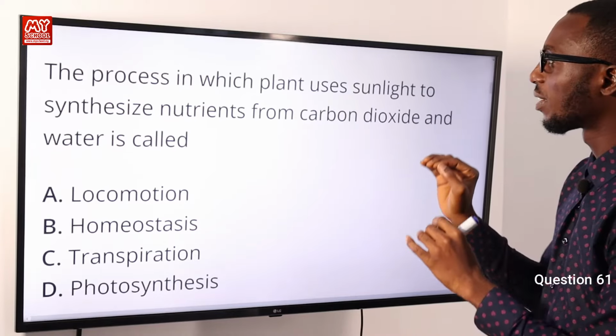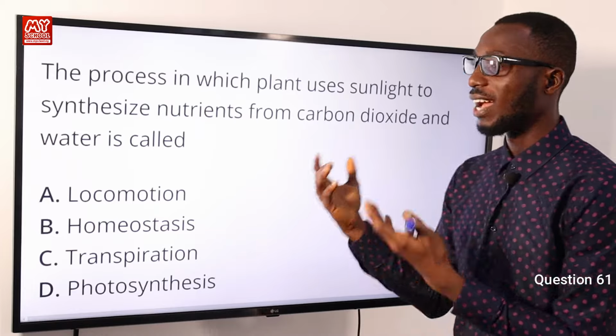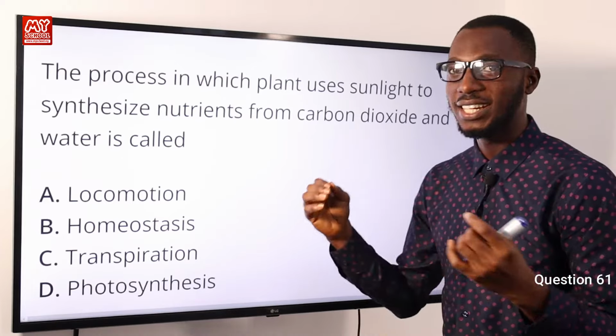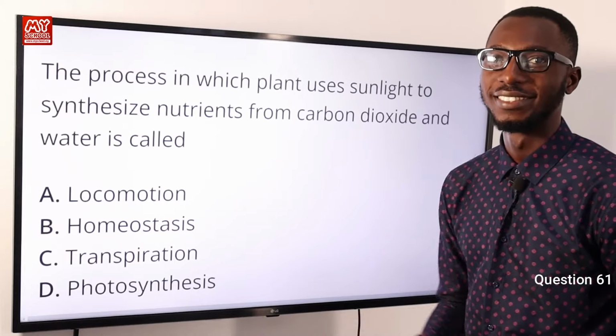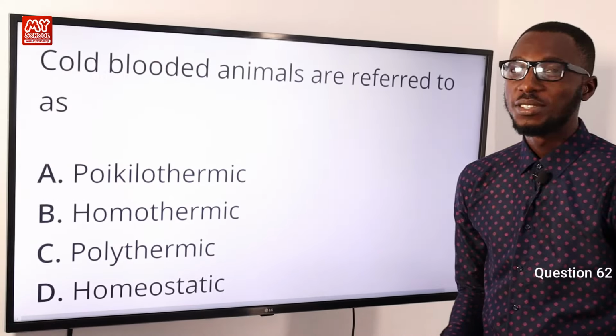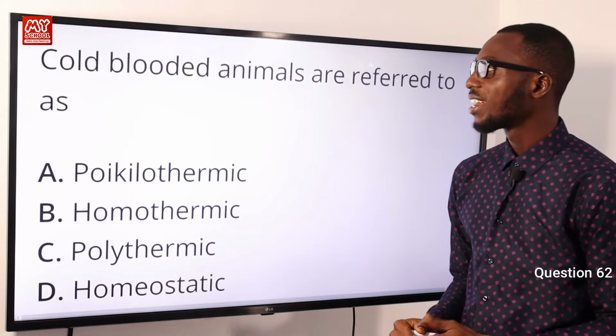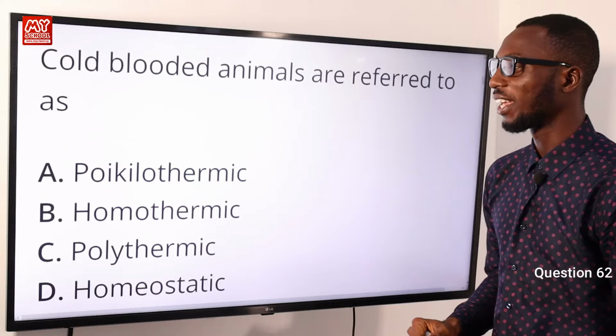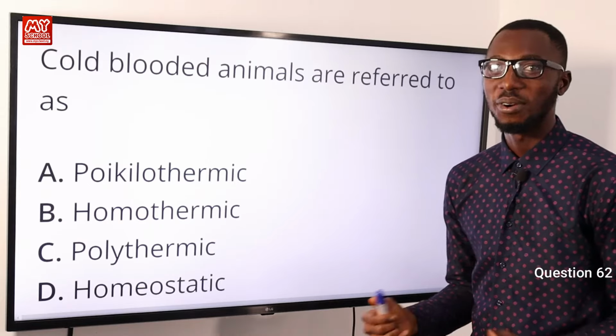Photosynthesis is the process in which plants use sunlight as source of energy to synthesize nutrients from carbon dioxide and water. Option D. Question 62. Cold-blooded animals are referred to as poikilothermic. Option A is the correct option.